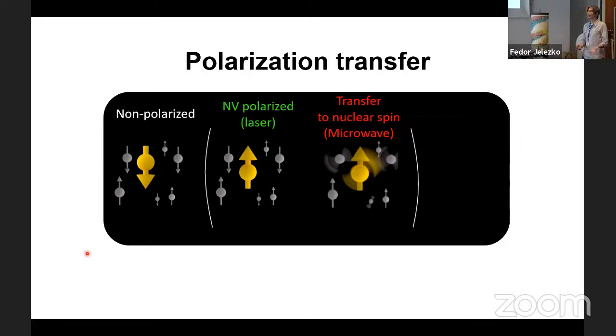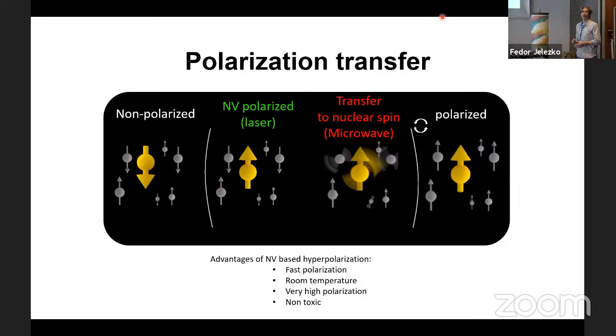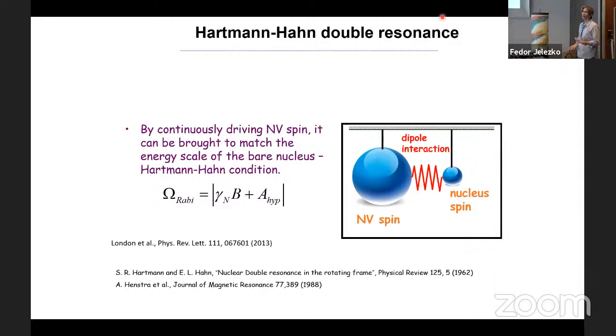And then you can actually repeat it many times and every time repolarize the NV center electron spin. Because you can do it fast, a single NV center can polarize many, many nuclear spins around. And so with this, you can end up in a situation where all your nuclear spins around are polarized. So this technique can have two variations. It has the advantage to work at room temperature, to be non-toxic and fast because of this optical polarization. And it has two variations to operate inside and outside of diamond.